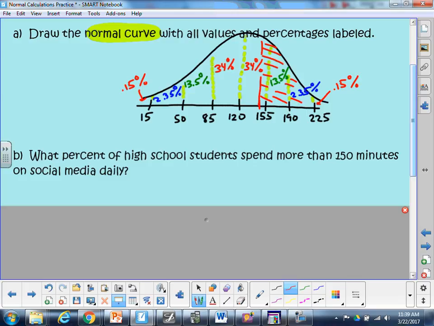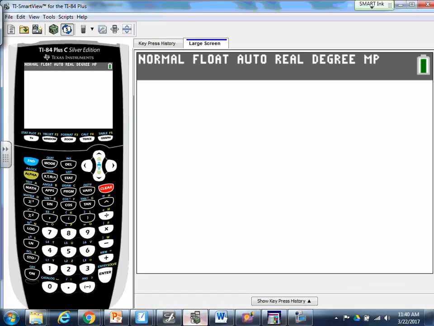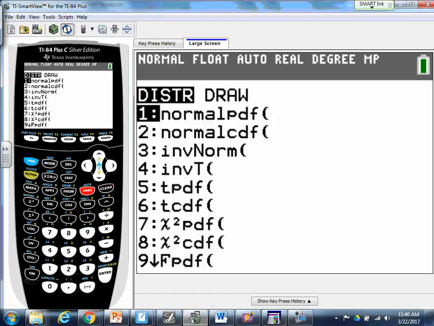Now the best way to do this: they gave you an actual value, and they want you to find a percentage. That's when you use the normal CDF. I want to find the cumulative area from 150 minutes and up. Your boundaries, when you go on your calculator, we're going to go into normal CDF, so it's second distribution. There's normal CDF. Don't use the PDF, the first one. That's more for if you were graphing the function, which you probably won't ever have to do.